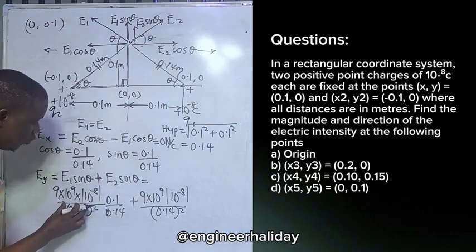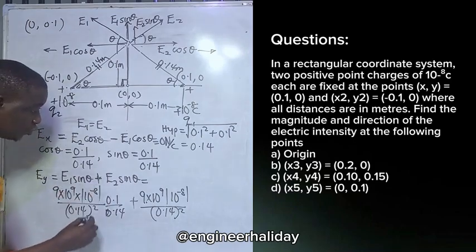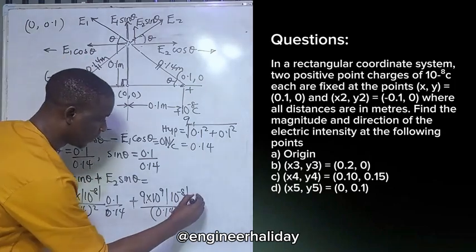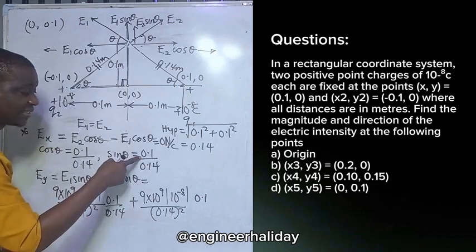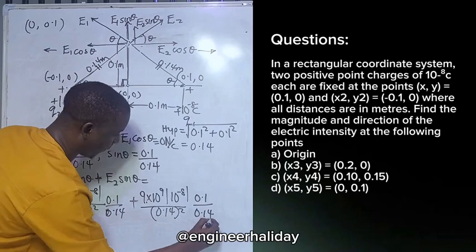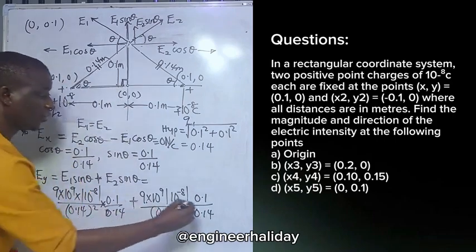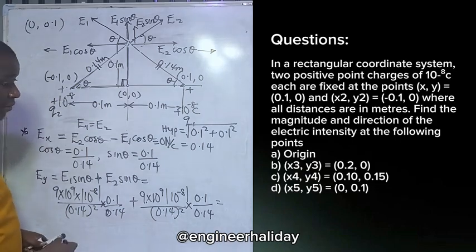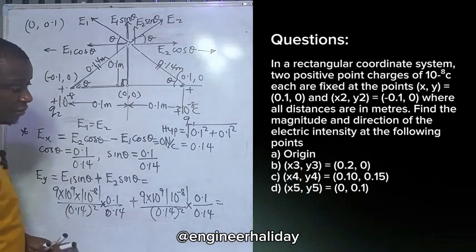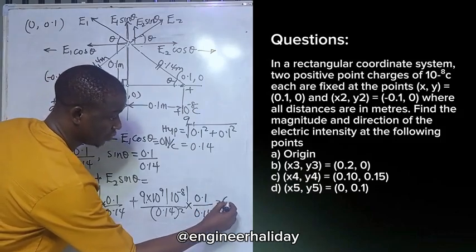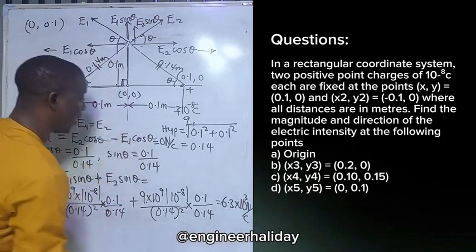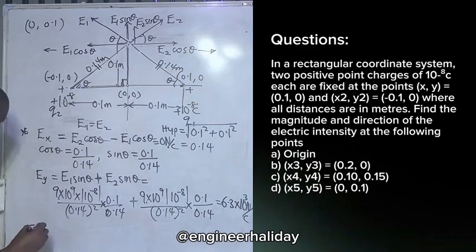You see why I say they will have the same. This E2 and E1 will have the same charge, apart from this one that is now introduced. So this one now plus. And I told you why it's plus, it's about direction. Then sin theta is 0.1 divided by 0.14. So what do we have now along EY? 6 point something times 10 to the power something Newton per coulomb. So we have gotten that one now.